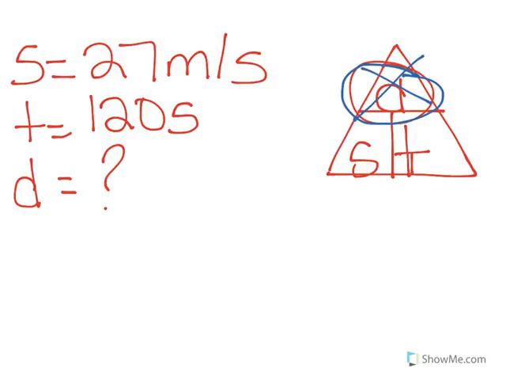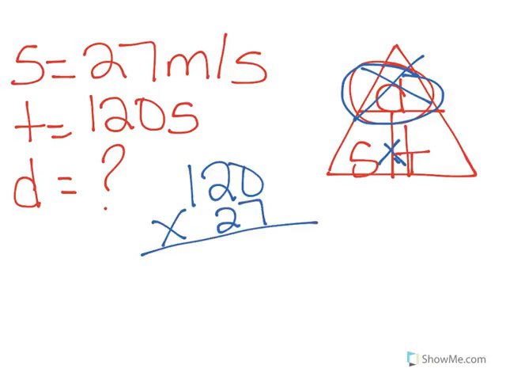Now, S and T are side by side. In math, when you have 2 letters or 2 variables that are side by side, that means that you are multiplying. So I'm going to multiply 120 times 27. This should be pretty easy, guys. Okay, I'm going to do 7 times 0 is 0. 2 times 7 is going to be 14. Carry my 1. 1 times 7 is 7. 7 plus 1 is going to be 8. It's a very ugly 8.